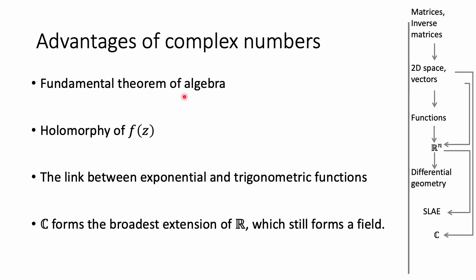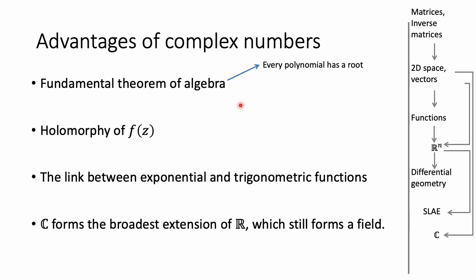I will enumerate 4 features of complex numbers that are extremely advantageous. It's the fundamental theorem of algebra, holomorphy of functions of complex numbers, the link between exponential and trigonometric functions, and also that the space of complex numbers forms the broadest extension of the space of real numbers which still forms a field. Now let's discuss each of these points individually a little bit.